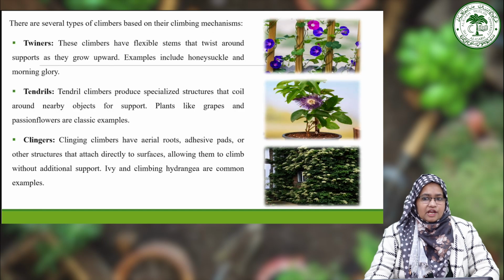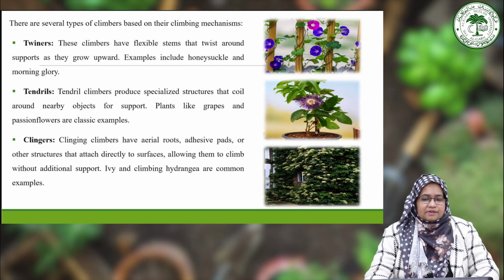There are various types of climbers based on their climbing mechanisms. The first one is twiners. These climbers feature supple stems that spiral around supports as they grow upward. Examples include honeysuckle and morning glory. As in this image we can see the morning glory plant.